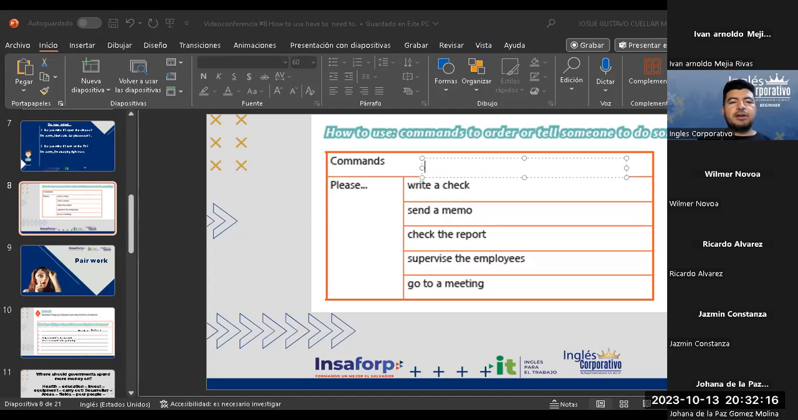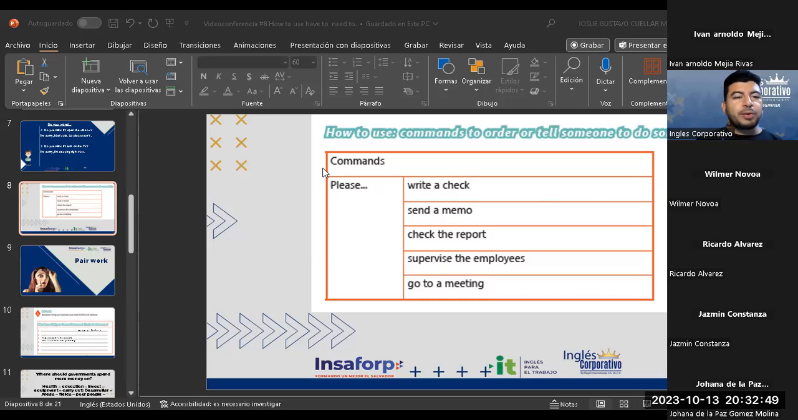So, sometimes our bosses, the supervisors or coordinators, they use please. A veces utilizan el please para pedir cosas. But usually or normally they don't do it. Pero normalmente a veces no lo hacen. Ellos solo dicen, send a memo, check the report, supervise the employees, okay? So it is like they are not so polite sometimes. A veces no son muy amables para pedir las cosas. Y eso incide mucho, okay?